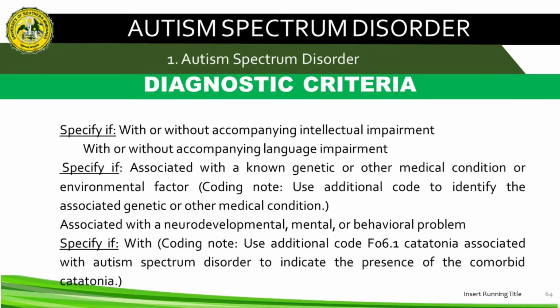So, specify current severity based on social communication impairments and restricted, repetitive patterns of behavior. So, specify whether it requires very substantial support, or requires substantial support, or requires support. Specify also if with or without accompanying intellectual impairment, with or without accompanying language impairment. Specify if associated with a known genetic or other medical condition or environmental factor, or associated with a neurodevelopmental, mental, or behavioral pattern. Specify also if with catatonia.